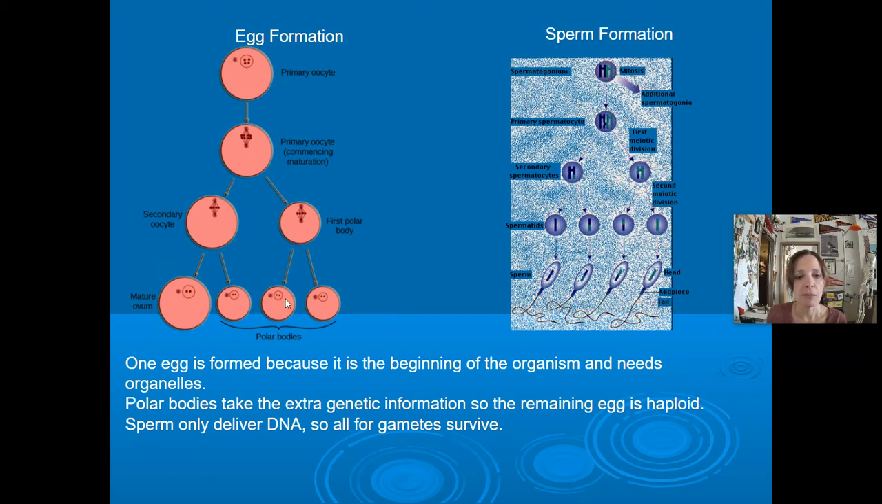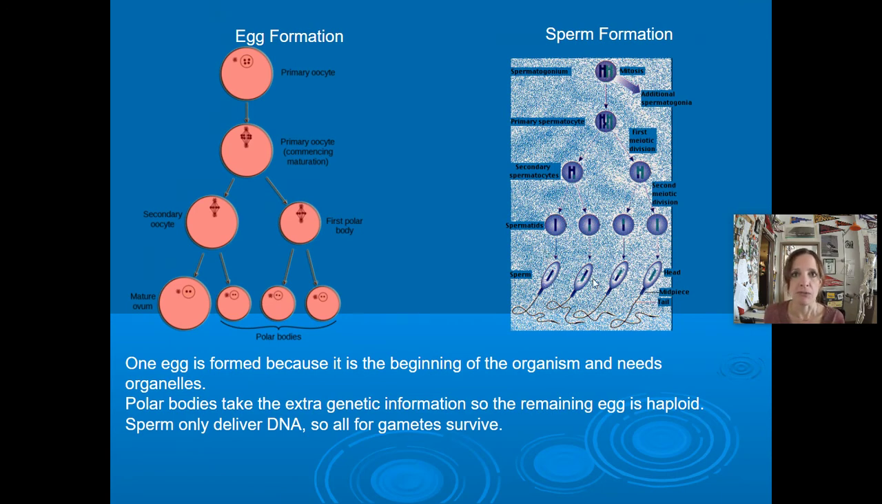The purpose of these polar bodies is that they take the extra genetic information because, right, you have 23, 23, 23, and 23 chromosomes for a human. And so that extra DNA is going to be broken down and only 23 will remain. If you had more than 23 in the egg cell, then you would have issues with the development of a baby.